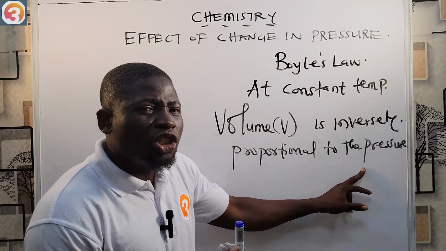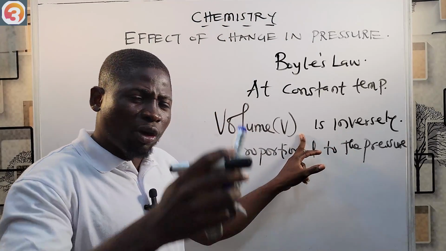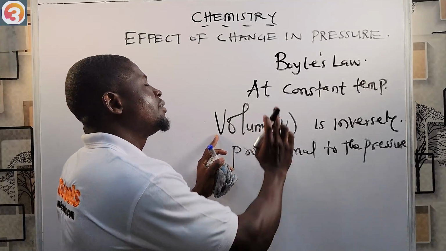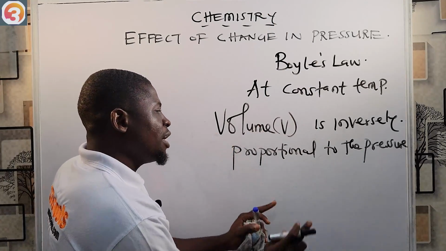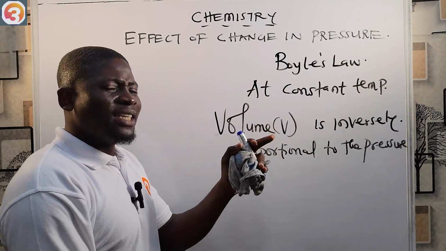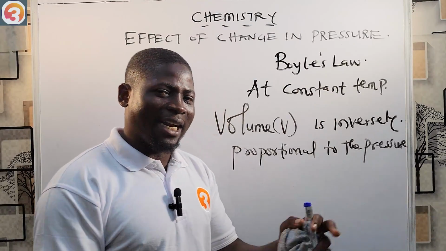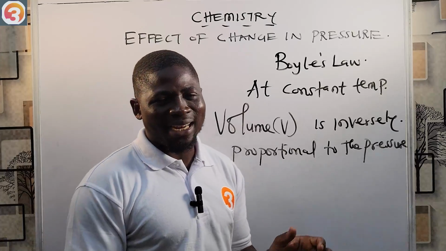And it means that when the pressure is increasing, the volume will be decreasing. So when volume is increasing, pressure will decrease. When pressure is increasing, volume will decrease. They cannot go in the same direction. They must go in opposite directions because of the inverse proportionality.